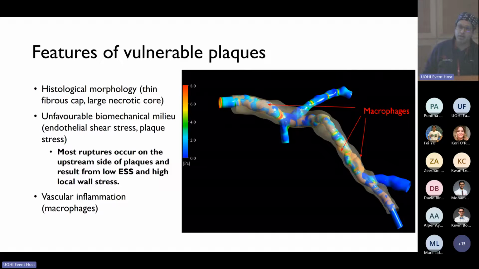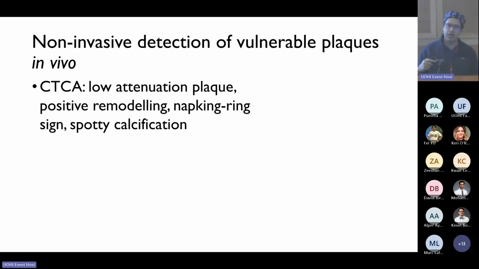Vascular inflammation is also a part of vulnerable plaques, and that's normally typified by the presence of macrophages. We used to have surrogates for these in the earlier studies, like high sensitivity CRP, etc. And now you can actually visualize macrophages in the plaques, and it's a sign that those plaques are likely inflamed and therefore high risk. Non-invasive detection of coronary atherosclerosis is effectively done these days with CT coronary angiography.